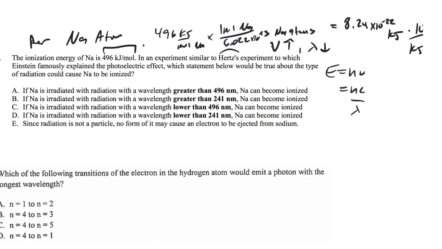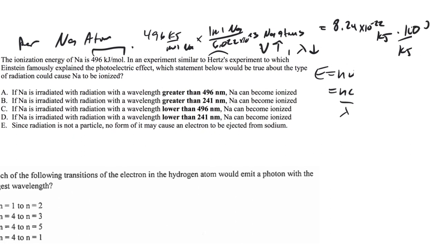Let me multiply that by 1,000 joules. I'm going to multiply the joules here because I'm going to use Planck's constant, which has units joules times second. So when I go to calculate the energy that I need the photon to carry, and I want to calculate the wavelength associated with that energy, I want to use Planck's constant units of joules times seconds. So I just multiply by 1,000 here.